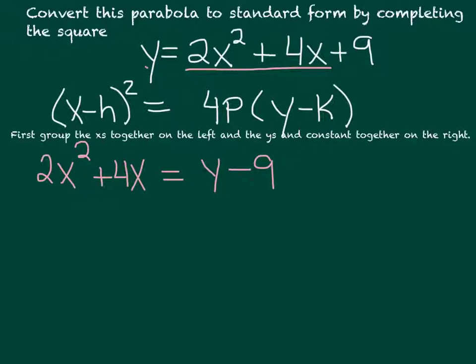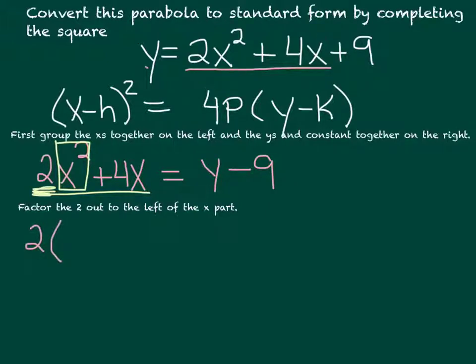After we do that, we want to factor this 2 out of the left-hand side, because we can't complete the square unless the squared variable is all by itself. Okay, so we'll put that 2 here, and then a parenthesis, and then we have x squared plus, and if I divide the 2 out of the 4x, I have plus 2x. And then I'm going to leave a space and close the parenthesis, and then say equals y minus 9. And the reason I left the space is because my next step is going to be to complete the square.